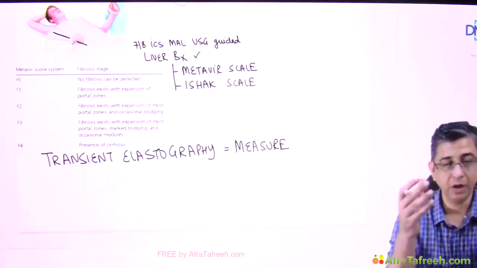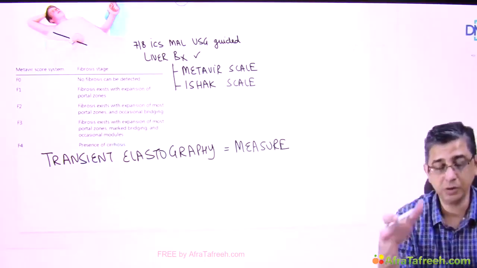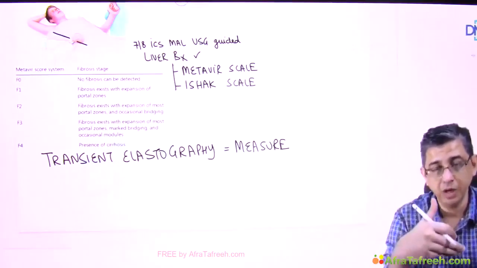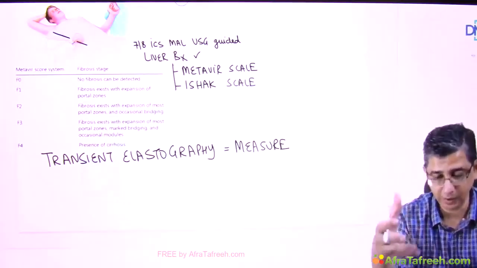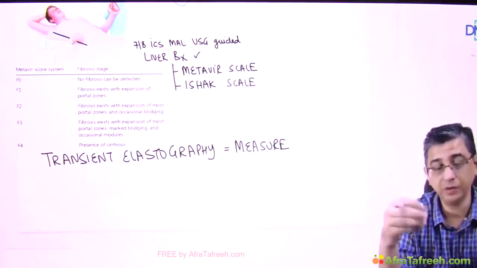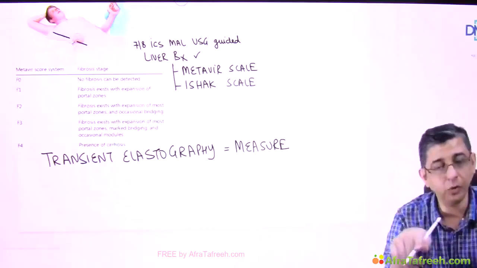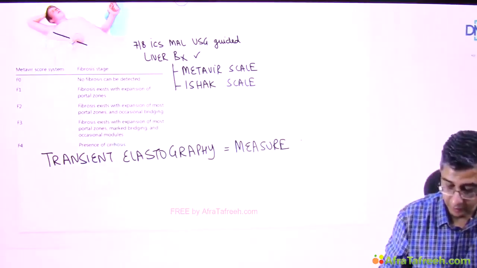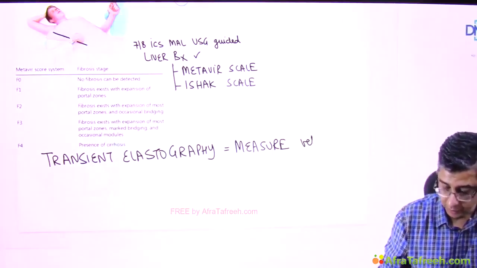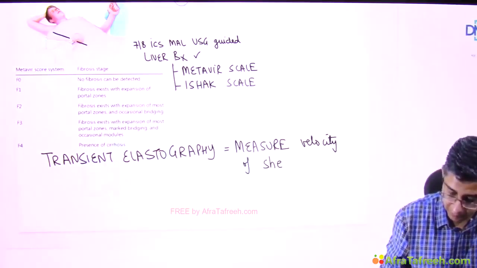Because if the patient is having fatty liver or is having fibrosis in the liver, then the speed with which the vibrations travel through the liver parenchyma will be different. And this is a computerized algorithm that measures that speed and then analyzes the structural damage to the liver from outside without having to go inside the liver. I said it will measure the velocity of the shear wave, that is the vibration wave which is traveling through the liver parenchyma.